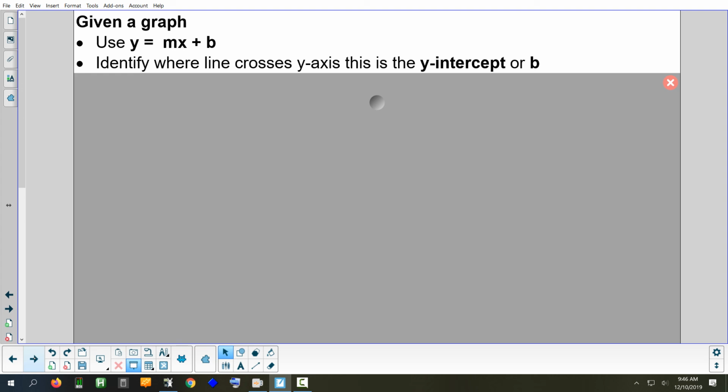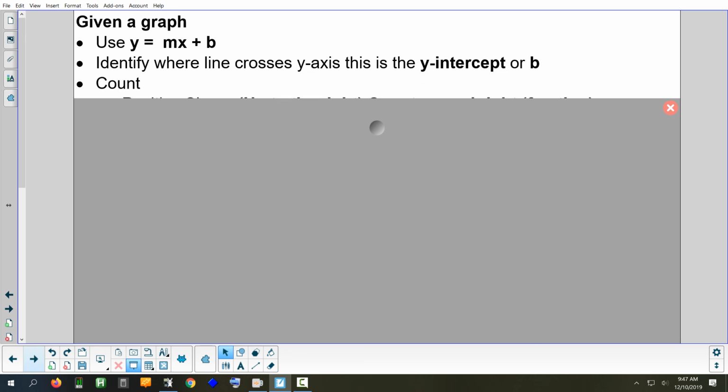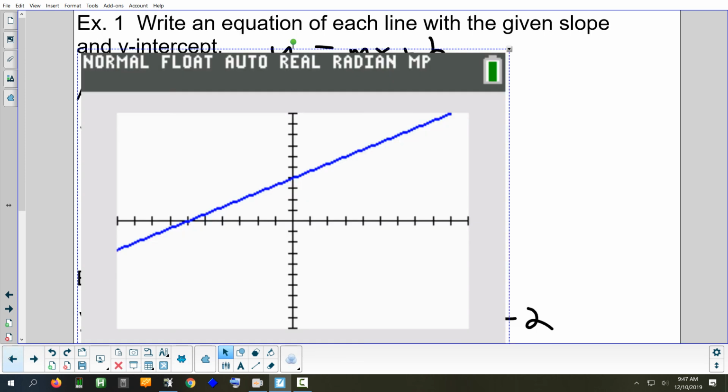So identify where the line crosses the y-axis. Okay? That's what you can put on that second bullet. Some of it's already written for you. You just have to write the part in bold. And now what you got to do is count. To find the slope, you have to count. So like in this one, what I would do, I would count, you know, like up 2 over 3.